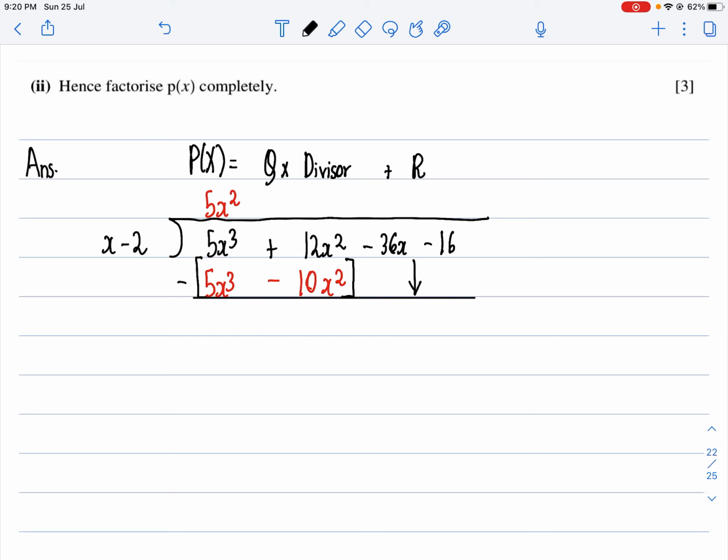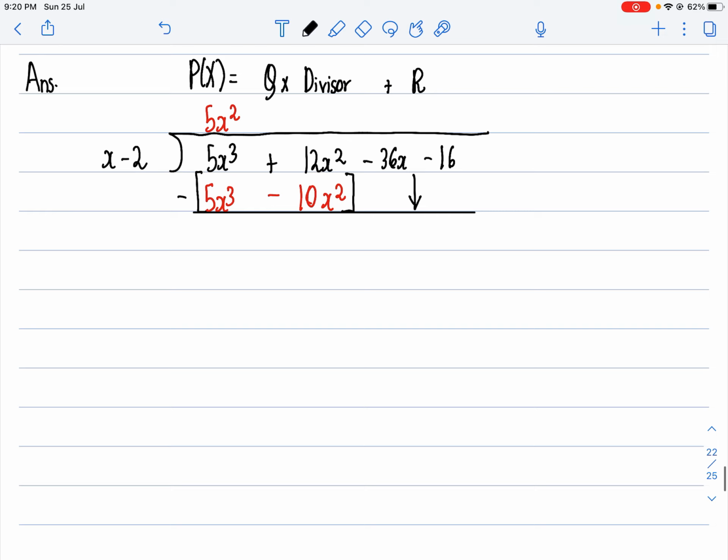And I can get minus 36x minus 16 down. So when I take the negative inside the bracket here, I get negative 5x cube. That means this full thing will get cancelled as 5x cube minus 5x cube is 0. Then I can take the negative here and the negative here, which will become positive. So I simply get 12x square plus 10x square, which basically gives me 22x square minus 36x minus 16. Now, I basically need a 22x square. So what should I multiply to x to get a 22x square?